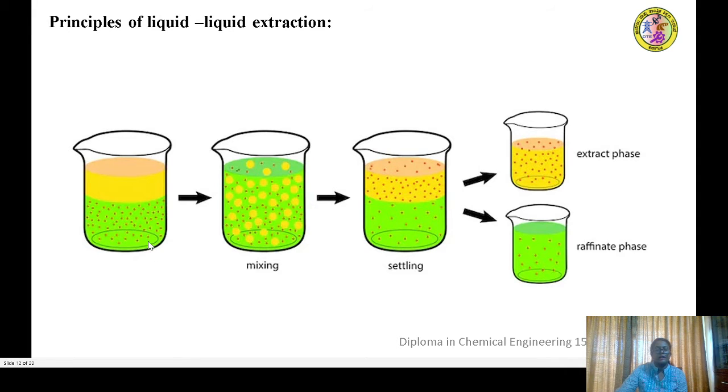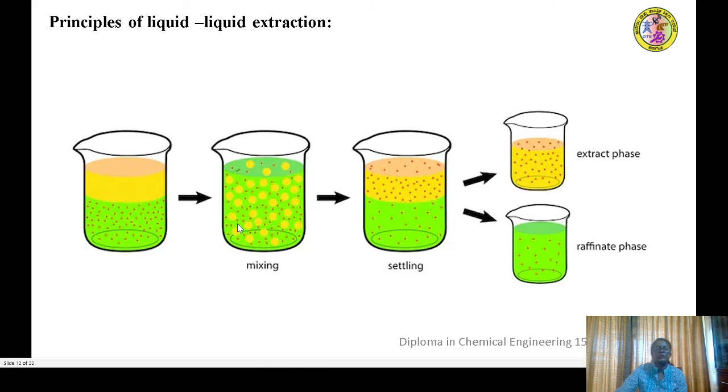Here you can see the two components. Symbolically there are two components in this mixture, one in green color, another in the form of red dots. So in this picture, this layer represents the feed solution and this yellow layer represents the solvent phase. The feed solution contains two components, one in green color, one in red color in the form of dots. This indicates that one component is in the dissolved state in the given mixture.